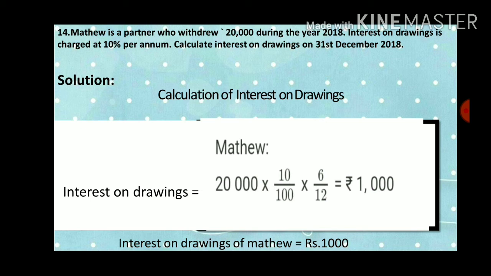Okay, Matthew, interest on drawing. What is the formula of interest on drawing? Total drawings, that is, amount into rate of interest into period of months. What is the formula? Amount of drawing into rate of interest into period of interest. So for interest on drawing, Matthew taken drawing value 20,000, rate of interest 10%. So 10 by 100 into period of interest. How many months?